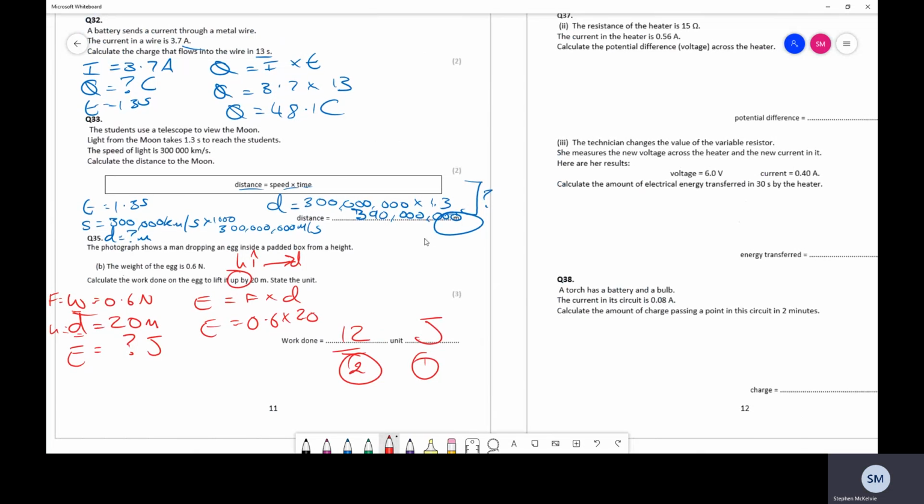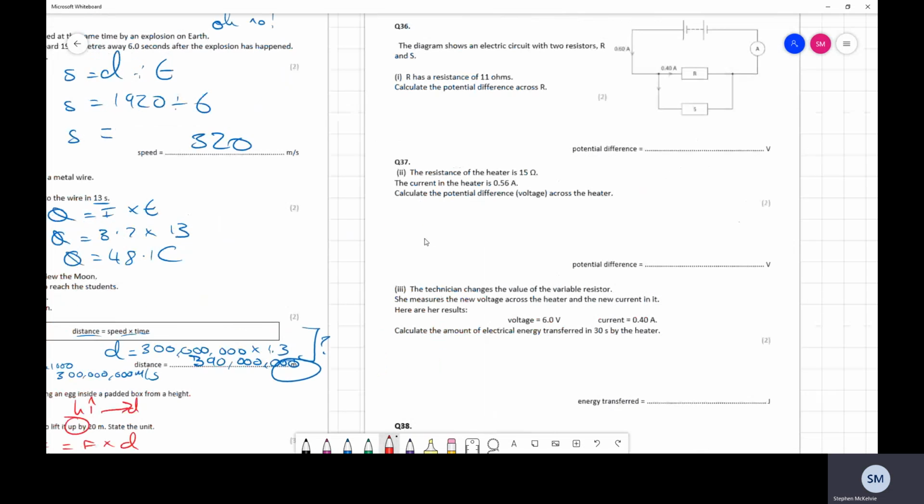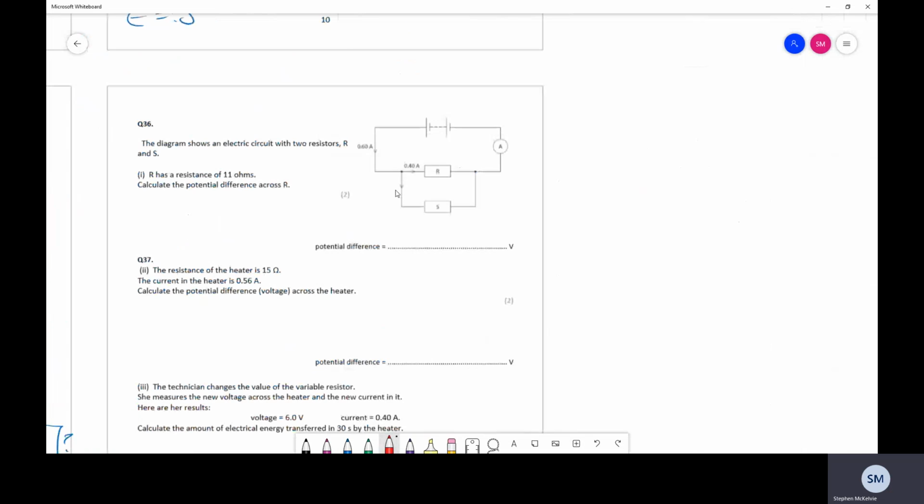The diagram shows an electric circuit with 2 resistors, R and S. R has a resistance of 11 ohms. Now, in these ones, I like to annotate my diagrams. Calculate the potential difference across R. So it's asking me to find voltage. Now, I've got my resistance, which equals 11 ohms. I've got a current that's going through R of 0.4 amps. It's asking me to calculate the potential difference, in volts.